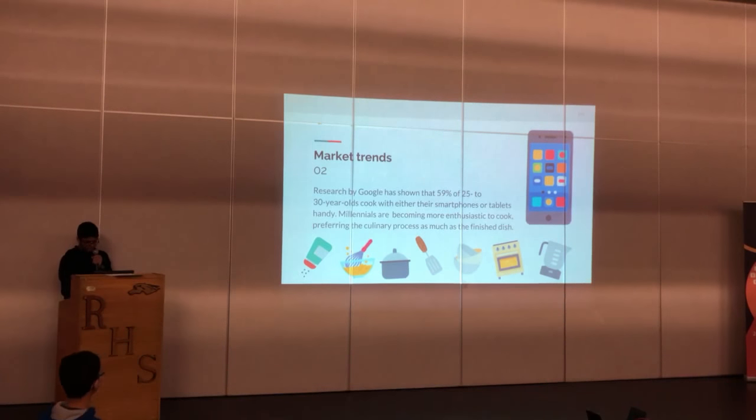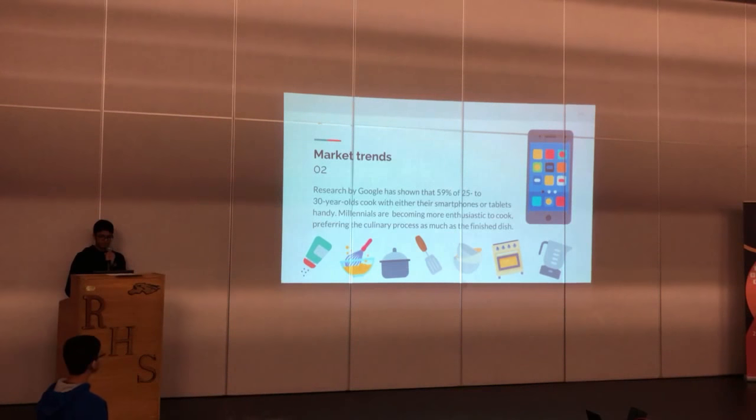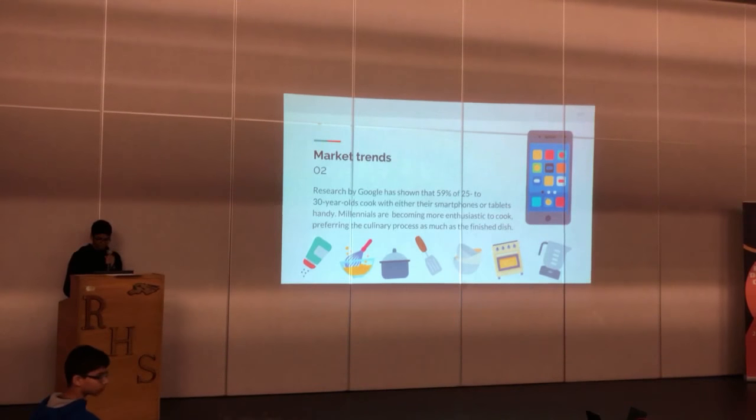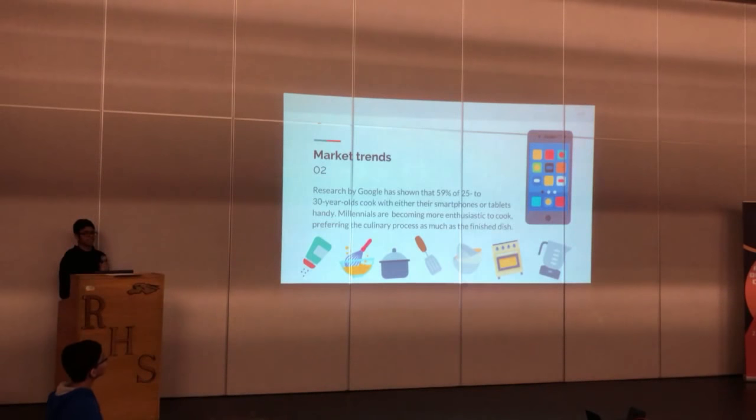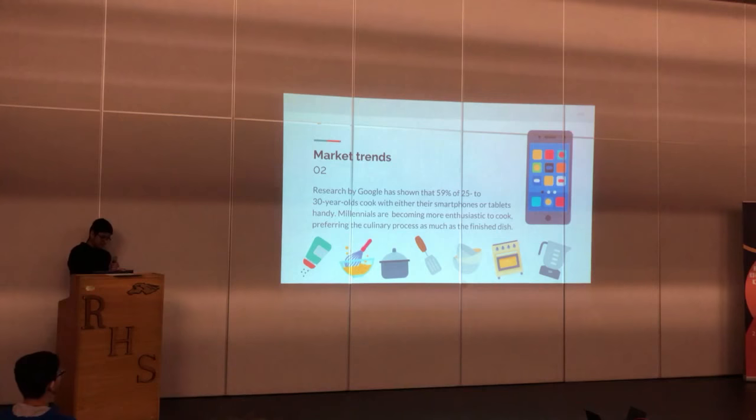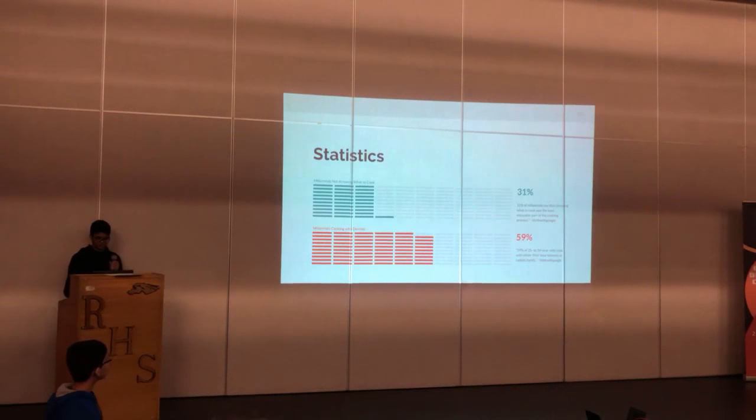Millennials are cooking more and using their smartphones to do so. Our application is designed for devices like smartphones and tablets, and it's also perfect for millennials and a market of eager new cooks. Research by Google has shown that 59% of 25 to 30-year-olds cook with either their smartphones or tablets handy. Millennials are becoming more enthusiastic to cook and prefer the culinary process as much as their finished dish. So we just want to visualize the statistics for you. That's 31% of millennials not knowing what to cook and 59% of millennials cooking with devices. So you can see how this perfectly suits our app.